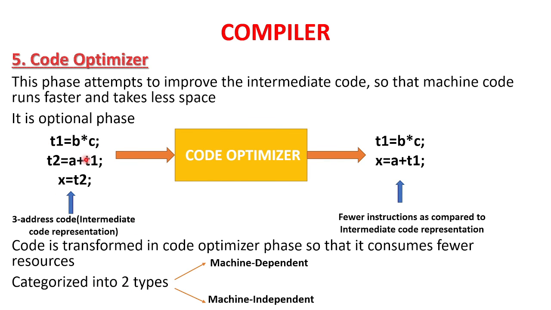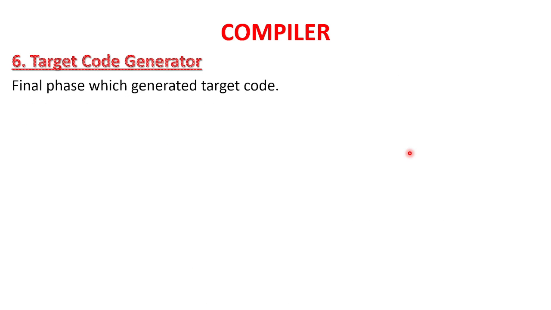Now the three address code intermediate representation is given. T1 = B * C, T2 = A + T1, and T2 is stored in the variable or identifier X. Now after applying the code optimizer step, what will it become? T1 = B * C and X = A + T1. You can directly put A + T1 in the identifier. You don't have to go to a temporary variable again. So this is a shortcut. It will take less space, less time and fewer resources to execute.